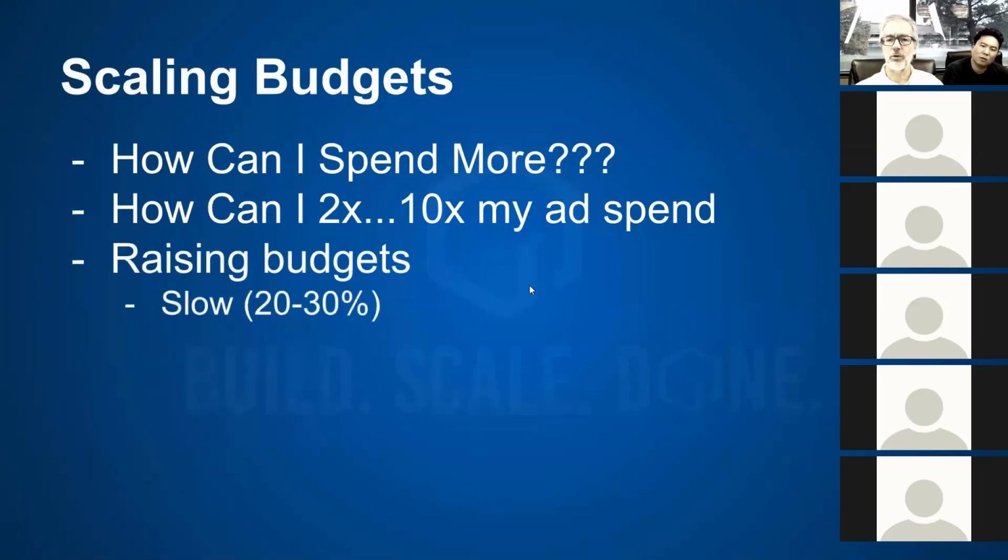There are basically 2 ways to raise budgets. One is the tried and true method, which is slow. The slow method of raising budget entails that you raise the budget 20 to 30% at a time. The idea with that is to not stir up the Facebook algorithm too much, not mess it up too much.